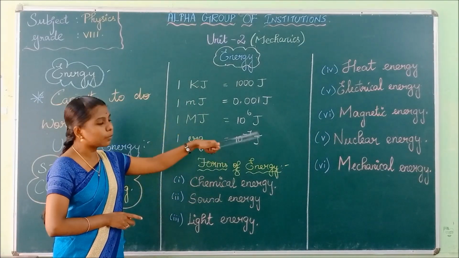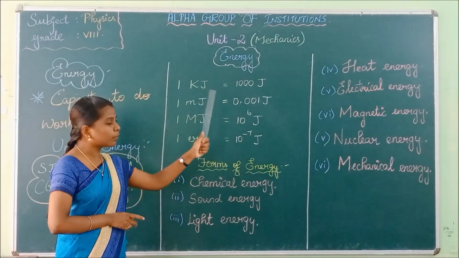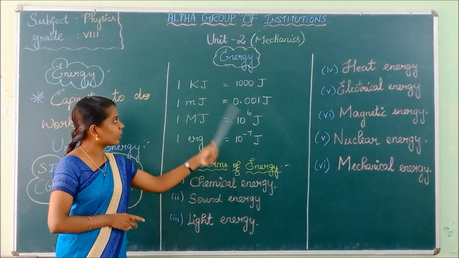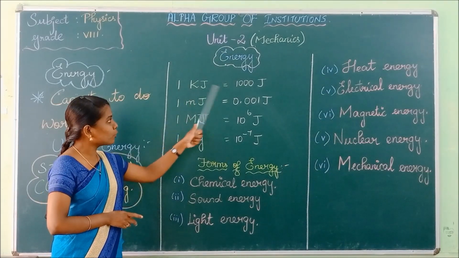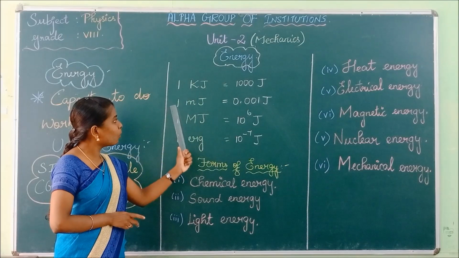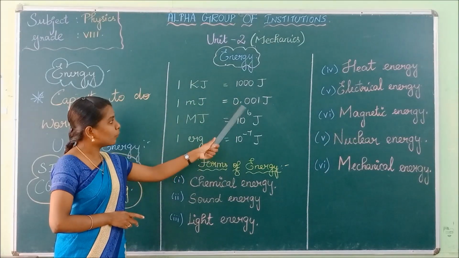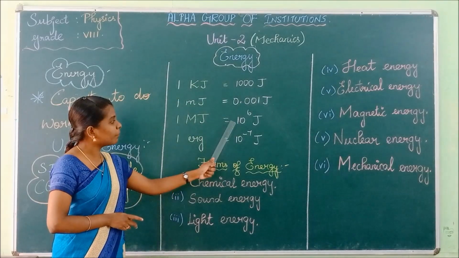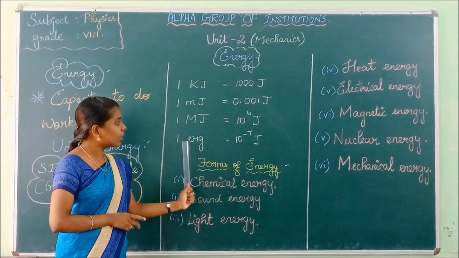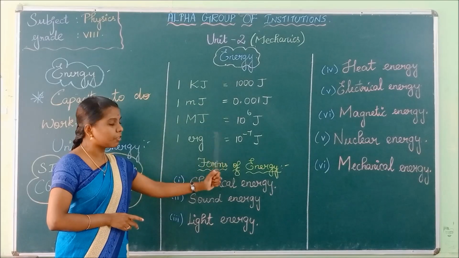How is kilojoule converted to joule? How is millijoule converted to joule? This you can expect to be asked in one word questions, one mark. 1 kilojoule is equal to 1000 joule. 1 millijoule is equal to 0.001 joule. 1 megajoule is equal to 10 power 6 joule. 1 Erg is 10 power minus 7 joule.